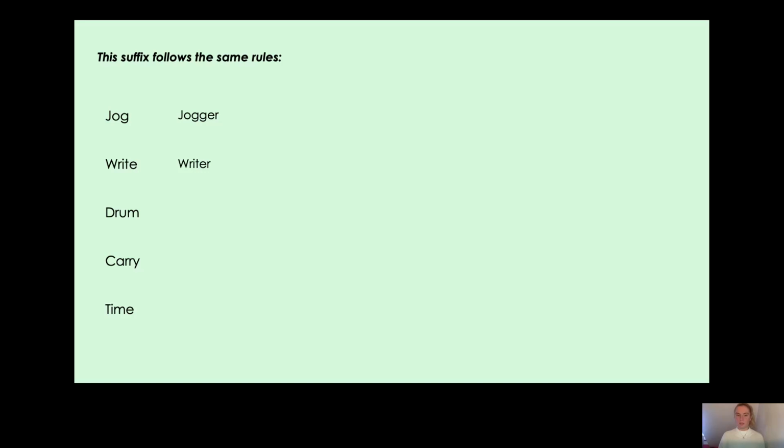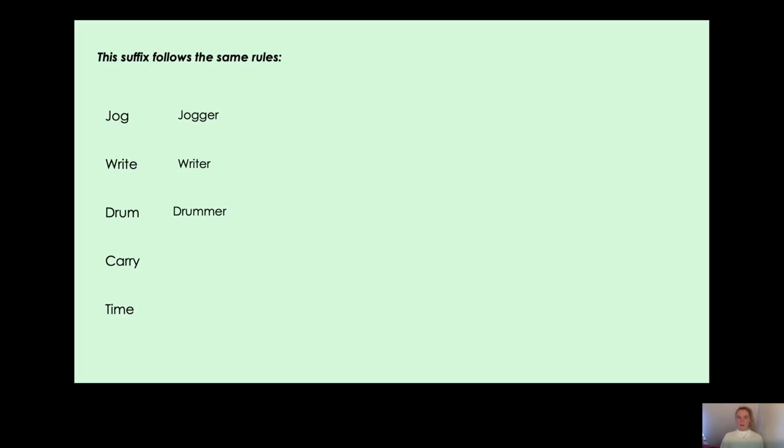What do you notice about this one? Well, it ends in a consonant, doesn't it? Let's check the letter before the consonant. Oh, it's a vowel, remember? A, E, I, O, and U. We've got a U. Let's just check the letter before to check it's not a vowel digraph. Oh, no, it's not a vowel digraph because we've got an R. Therefore, what do we need to do if it ends in a consonant and then it's got a single vowel sound before it? Yes, that's right. We have to double the consonant to make drummer.